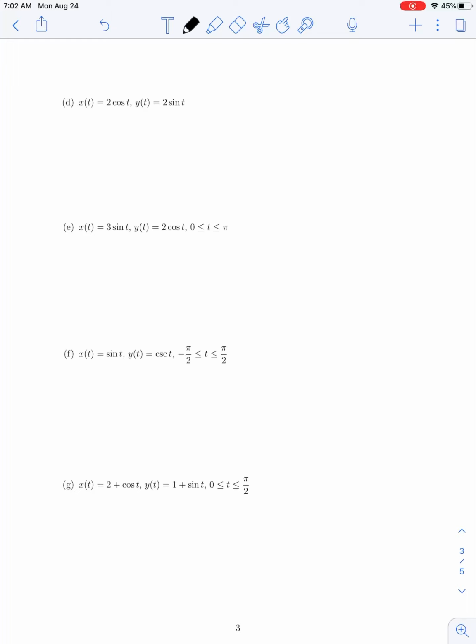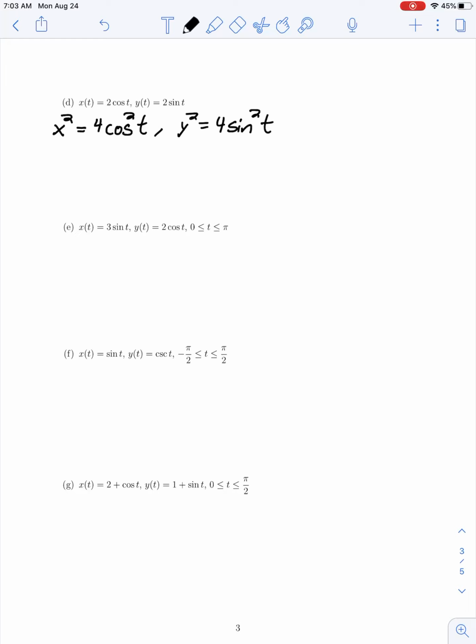Trying to make use of the sum of squares here, let's consider taking x squared and y squared. Maybe let me illustrate this individually first. Looking at x squared, we would have 4 times cosine squared of t. And looking at y squared, we have 4 times sine squared of t.